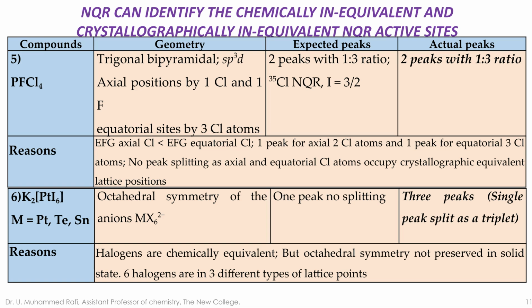For PFCl4, 2 expected peaks with a 1:3 ratio are observed: 1 peak for axial 2 Cl atoms, and 1 peak for equatorial 3 Cl atoms. No peak splitting as axial and equatorial Cl atoms occupy crystallographically equivalent lattice positions. However, in K2TeBr6, the expected single peak splits into a triplet due to halogens occupying 3 different types of lattice points.